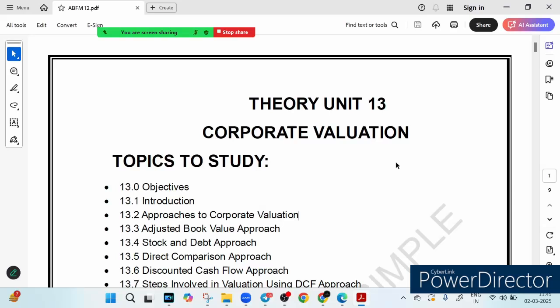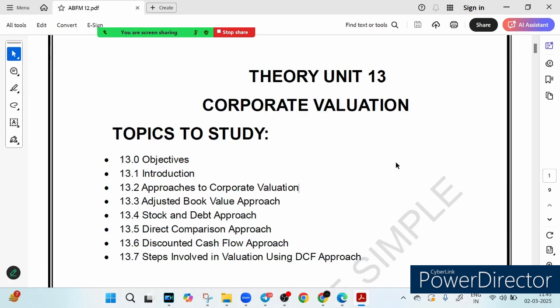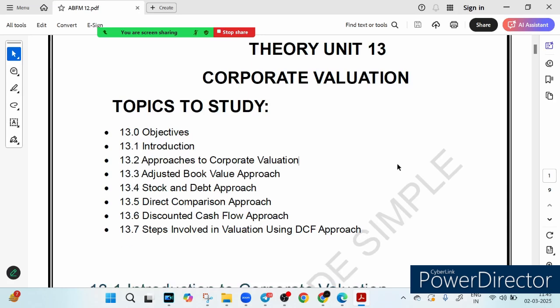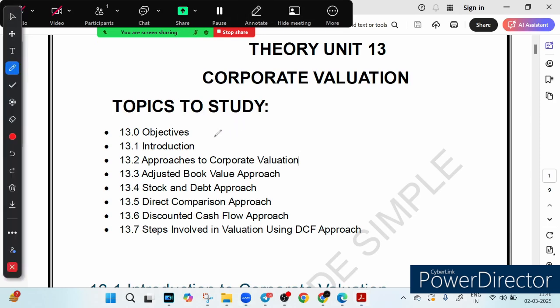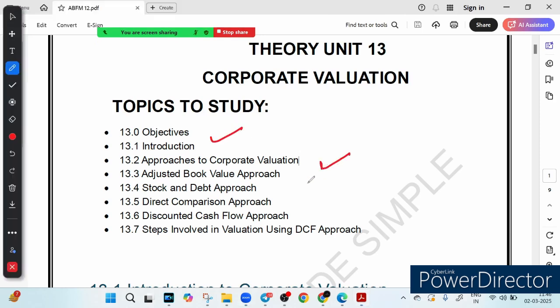Hello friends, welcome to unit number 13 of the ABFM theory portion. We are going to discuss the chapter named corporate valuation. In this chapter we are going to touch the following topics. First of all, we will see the introduction, the approach to corporate valuation, adjusted book value approach, stock and debt approach, direct comparison approach, discounted cash flow approach, and steps involved in valuation using the DCF approach.